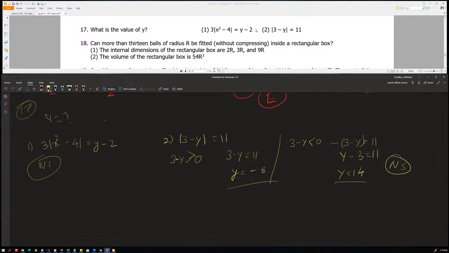But when we combine both, this will be positive, right? From here we get some positive value of x. And what happens if x is equal to 0? When x is 0, we get a positive value from the mod, and multiplied by 3, we get a positive value, some positive value, here it will be 3 times 4 is 12, and y equals y minus 2.